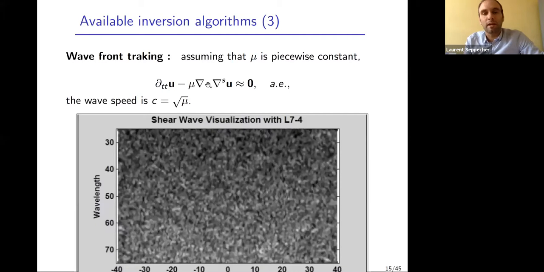Of course, there are some mathematical problems, because you want to image a non-constant and discontinuous map mu, and you use an equation which is only true when mu is constant. So there is this mathematical issue that we cannot accept like this without going deeper into this idea.